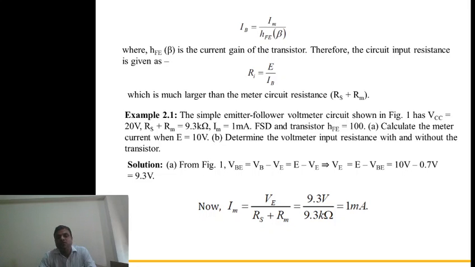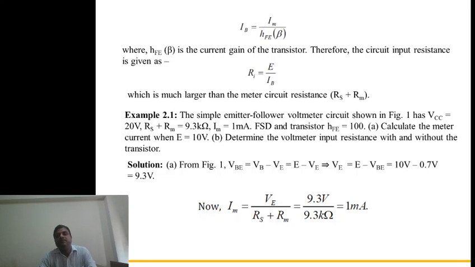Then we understand this whole concept with a particular example. In this example, see this, a simple emitter follower that is shown in the previous figure itself. VCC is 20 volt, RS and RM together equal 9.3 kilo ohm, IM equals 1 mA at FSD, which is nothing but the full scale deflection. And the transistor HFE is 100. I have already explained that HFE is a current gain that is large. So see here HFE of 100 is a large quantity. Calculate the meter current when E is equal to 10 volt. Determine the voltmeter input resistance with and without the transistor.